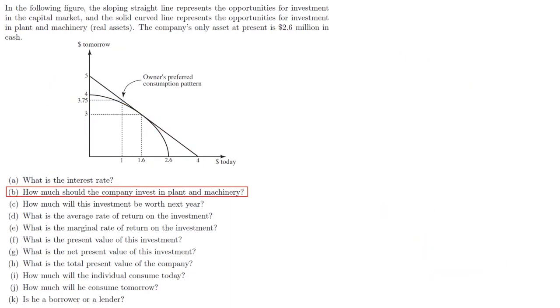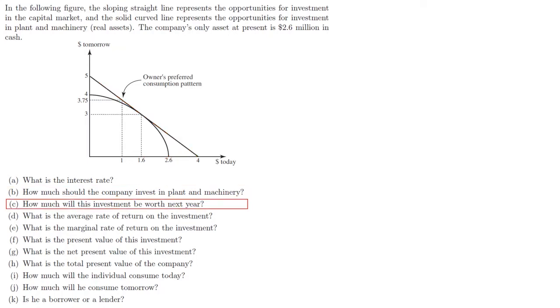Next, how much should the company invest in plant and machinery? So we know we started at 2.6. And if you remember earlier, we talked that the individual is going to invest up until the point that they get the same amount of return from their plant and machinery as they do from the capital markets. So in this case, they're going to invest up until this point, because once we get to this point, rather than move up the curve anymore, we're going to start moving up and down this line. So they went from 2.6 to 1.6. That's a distance of $1 million. That is how much they should invest in plant and machinery.